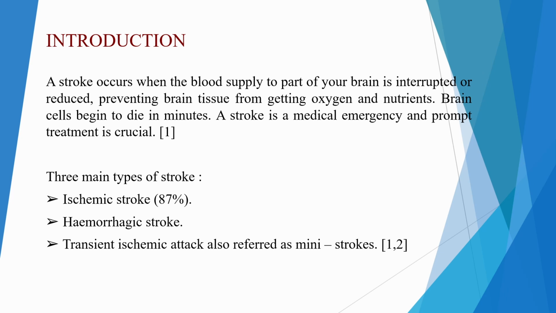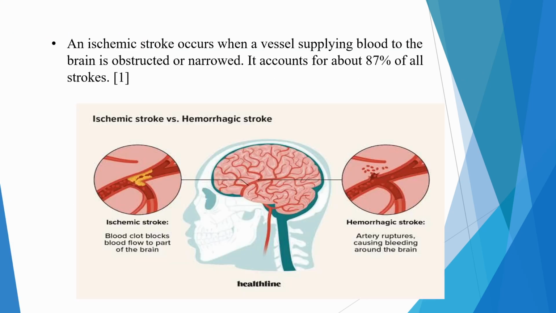Three main types of stroke: ischemic stroke, 87%; hemorrhagic stroke; transient ischemic attack, also referred to as mini strokes. An ischemic stroke occurs when a vessel supplying blood to the brain is obstructed or narrowed. It accounts for about 87% of all strokes.